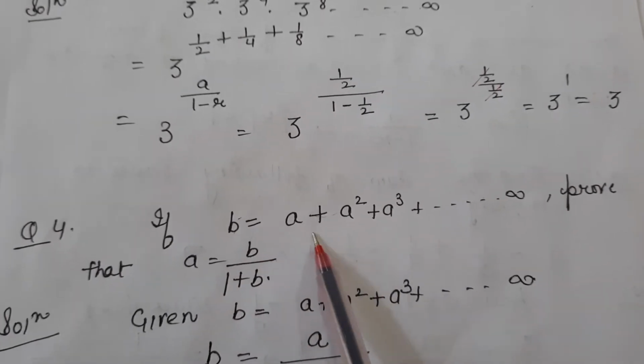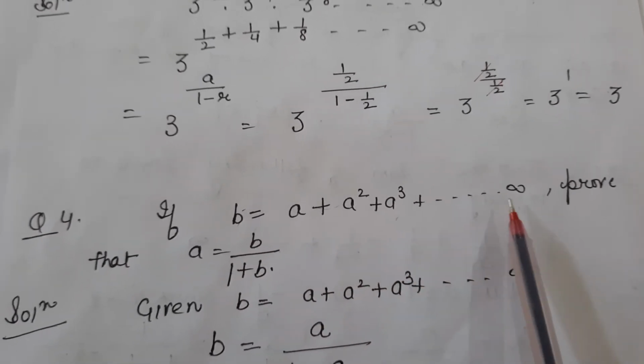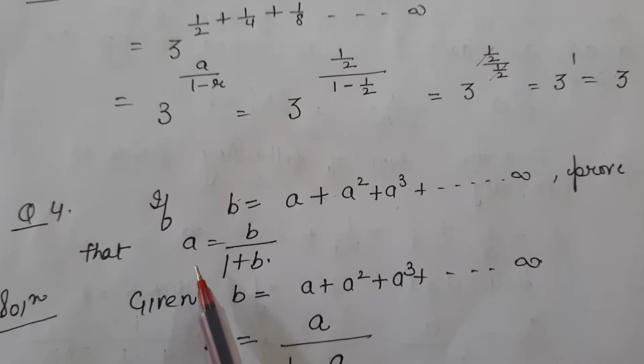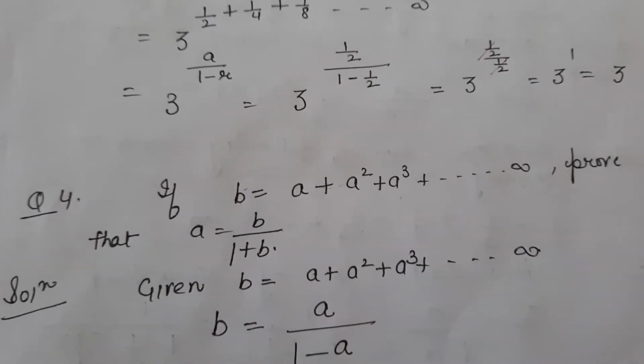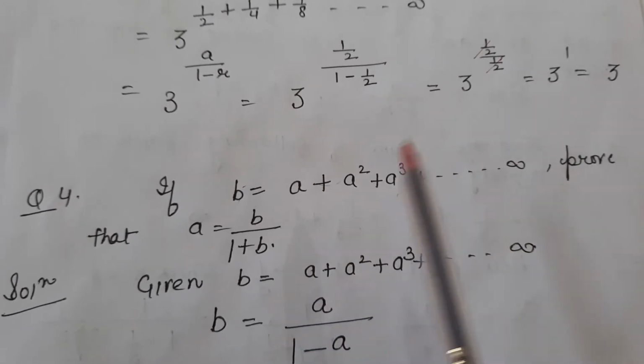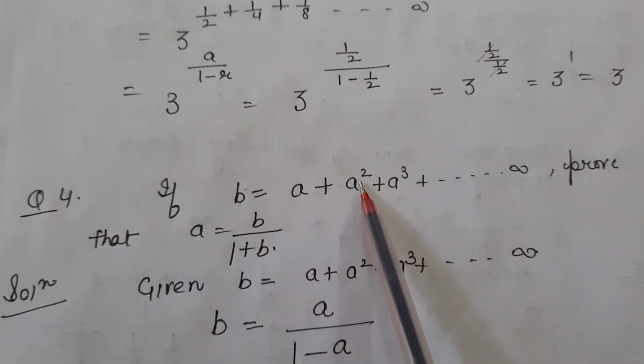Next question. If B is A plus A square plus A cube up to so on infinity, then show that A is equal to B upon 1 plus B. Here B is representing the sum of infinite GP. The first term A, common ratio, fine.